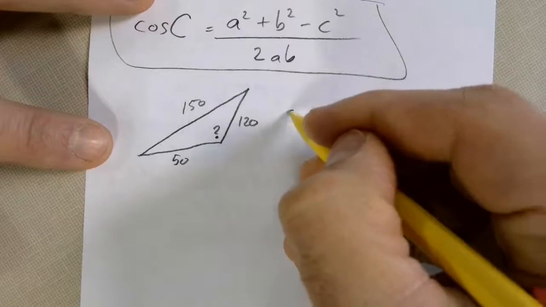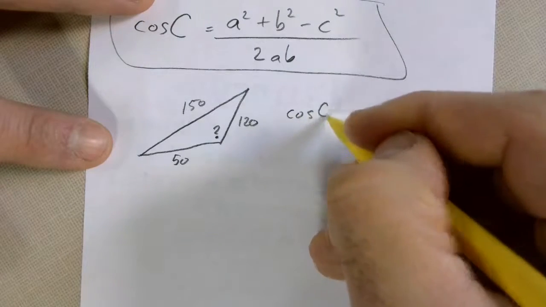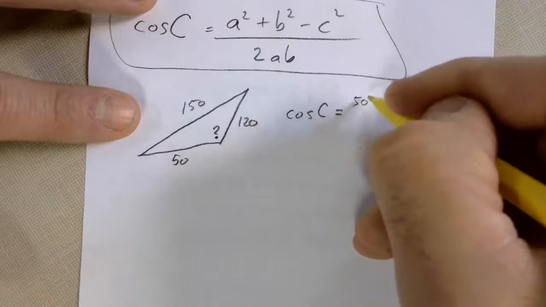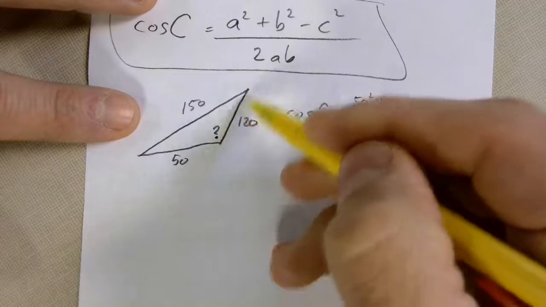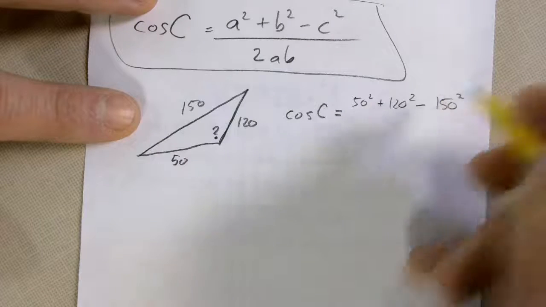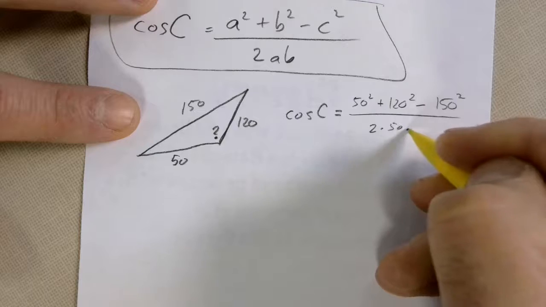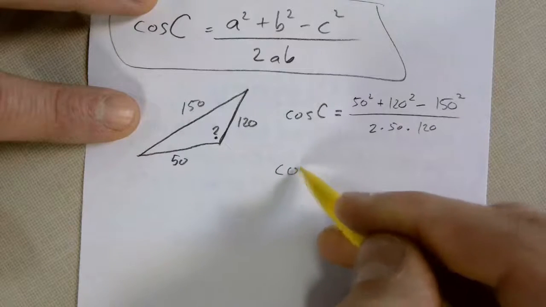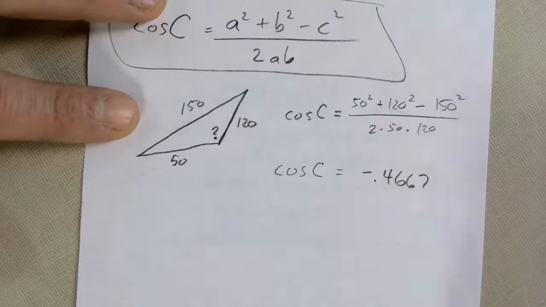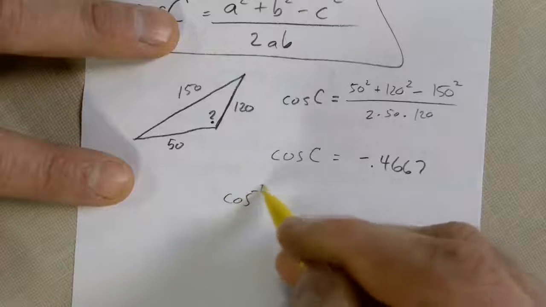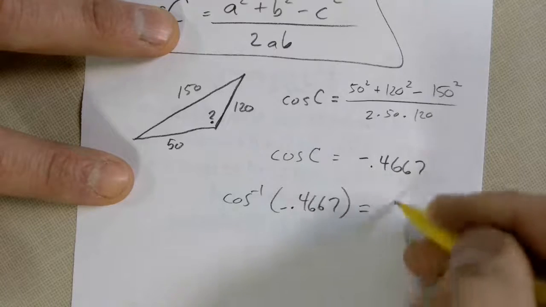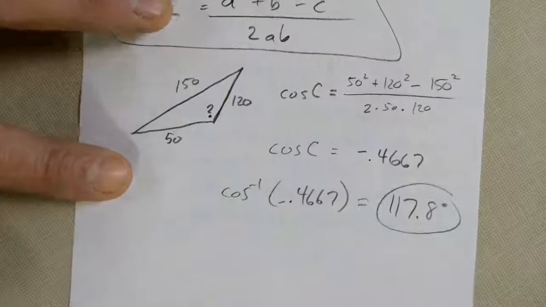Well, we can do that. So what we'll do is we're going to say this is angle C, so cosine of C is equal to A squared. We'll just make this one A. So 50 squared plus B squared, let's say 120 squared, minus C squared, huge number. Then divide it by 2 times 50 times 120. So what we'll do is we'll plug in the calculator answers and we'll get this. Then you're going to do the inverse cosine of negative 0.4667, and then you'll end up getting 117.8 degrees. And that's it. That's how you do these.